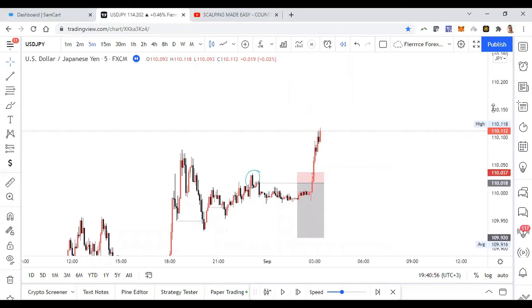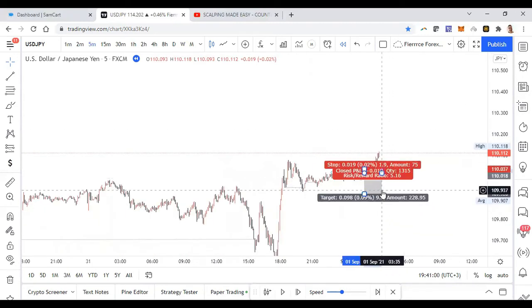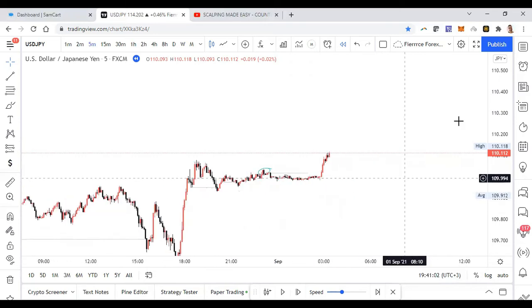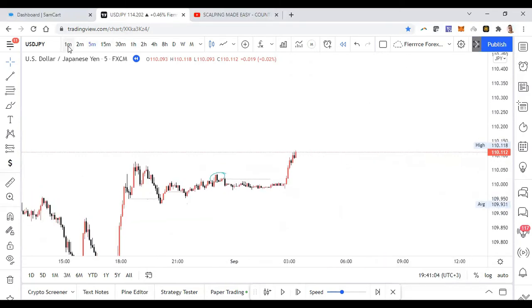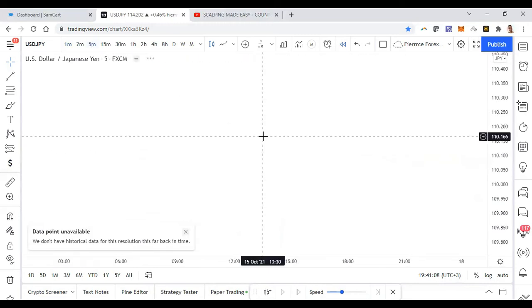Okay, so let's say right now we're late on this entry for the buy. It's already gone. So how do you consider taking this trade? Probably want to go on an even lower time frame, or we can't go to a lower time frame. So I'll go back to the 5 minute.